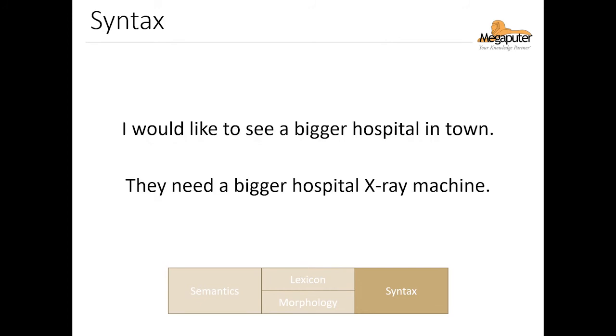To illustrate how important syntactic relationships are, let's look at the following examples. I would like to see a bigger hospital in town, and they need a bigger hospital x-ray machine. So bigger hospital here is the same sequence, but it doesn't have the same meaning as the second sentence, where the bigger hospital is a modifier for the x-ray machine, which is the object of that sentence.